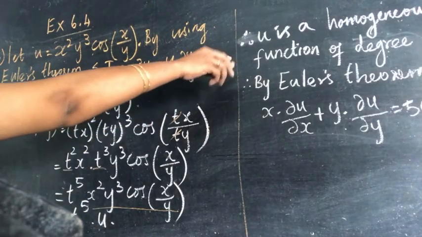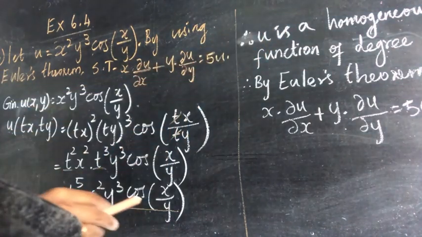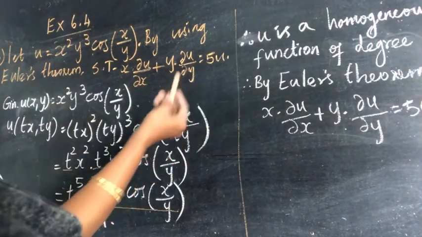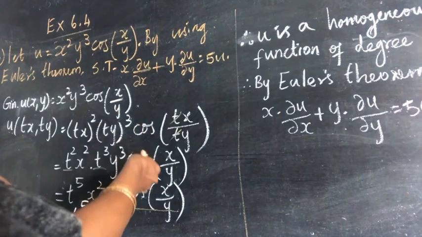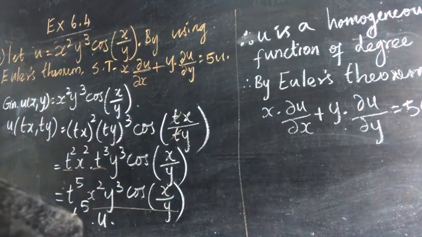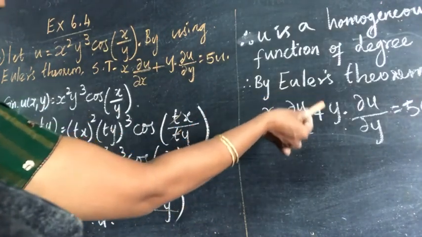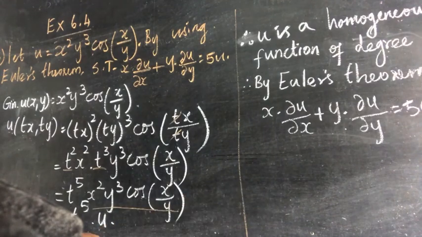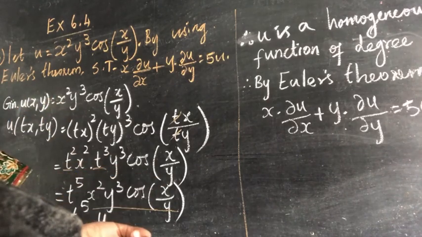Therefore, u is a homogeneous function of degree 5. So, by Euler's theorem, x into dou u by dou x plus y into dou u by dou y is equal to 5u. Here they are not asking us to verify the theorem, so no need for verification.